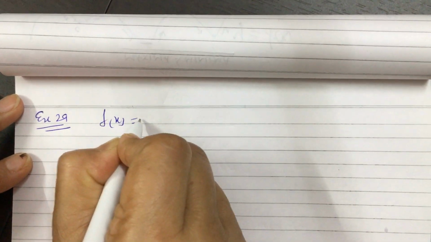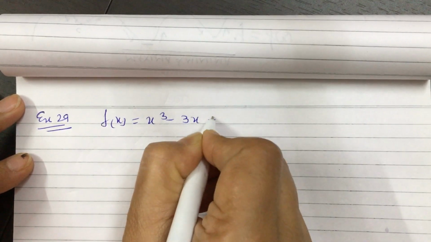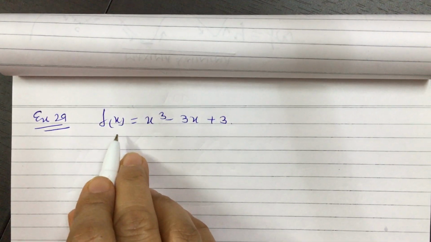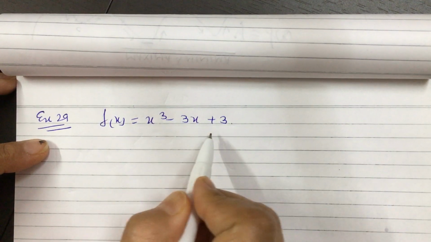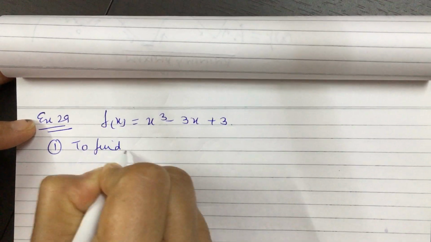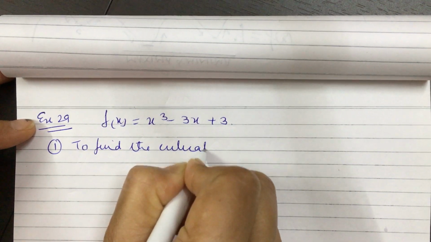Now, let us take up one question. Suppose we have to find all points of local maxima and local minima of the function given by, this is example 29, f(x) equal to x cube minus 3x plus 3. So, the first step in using the first derivative test is to find the critical points.